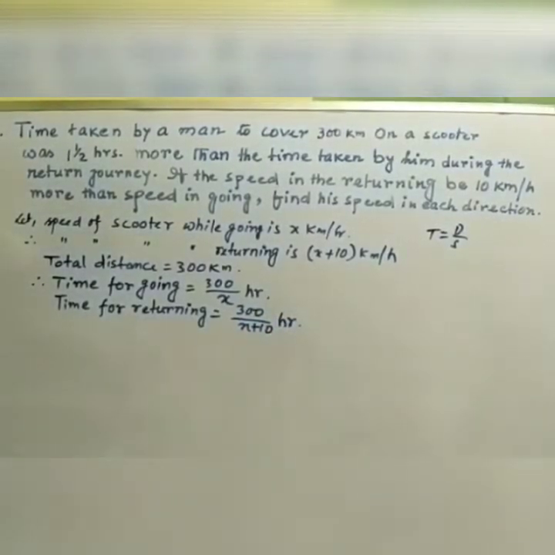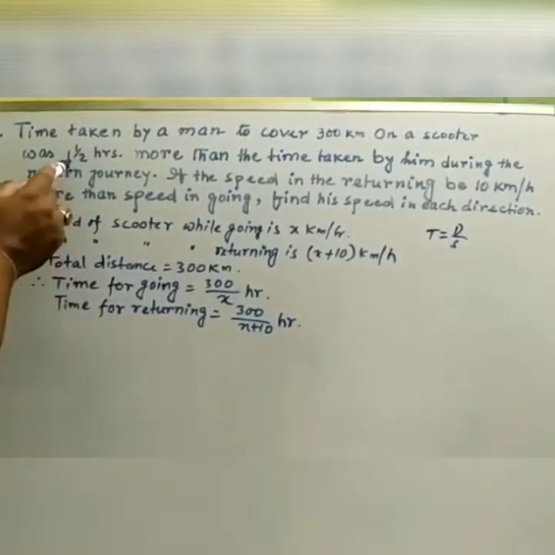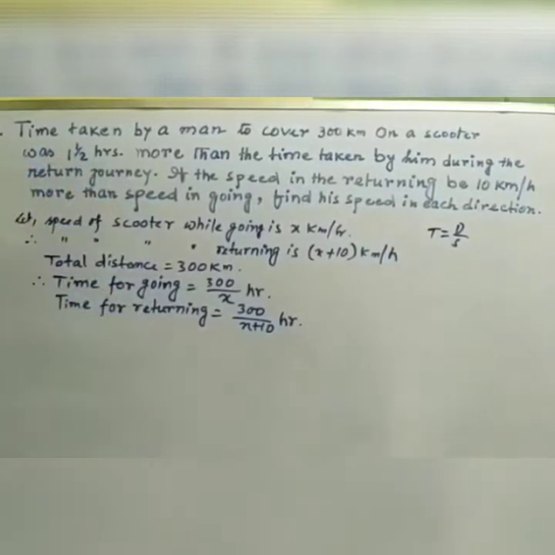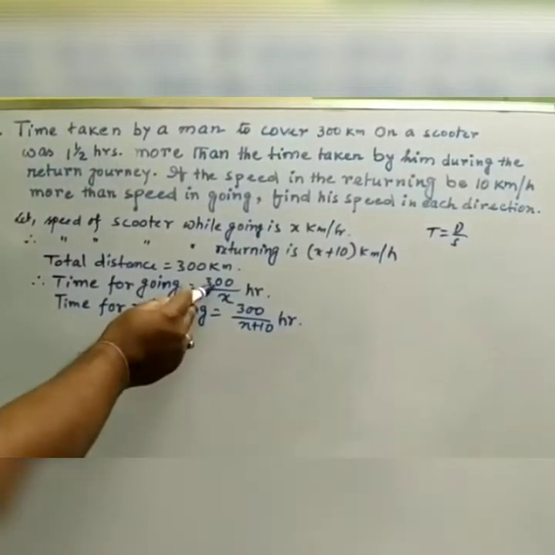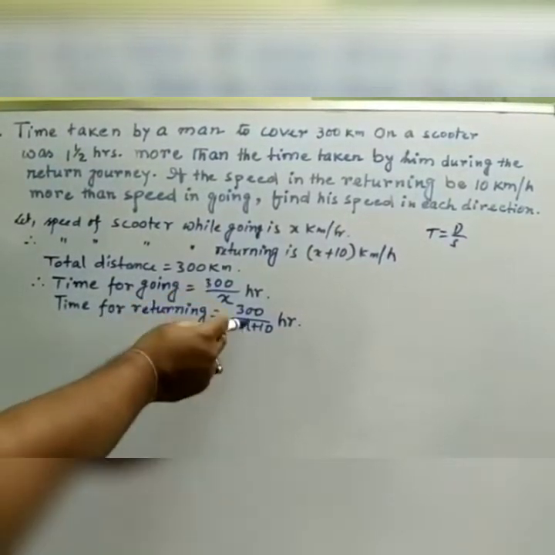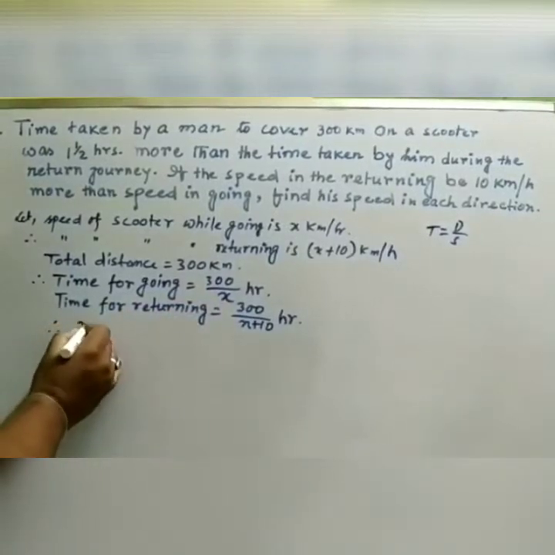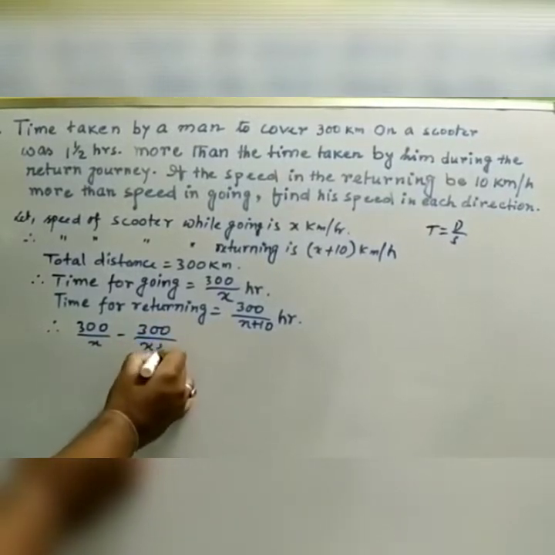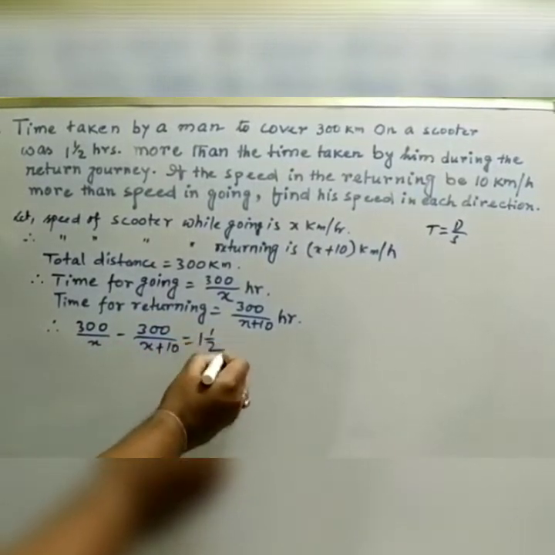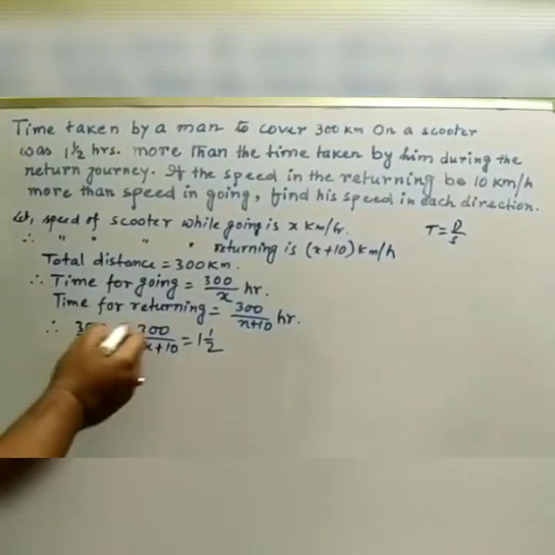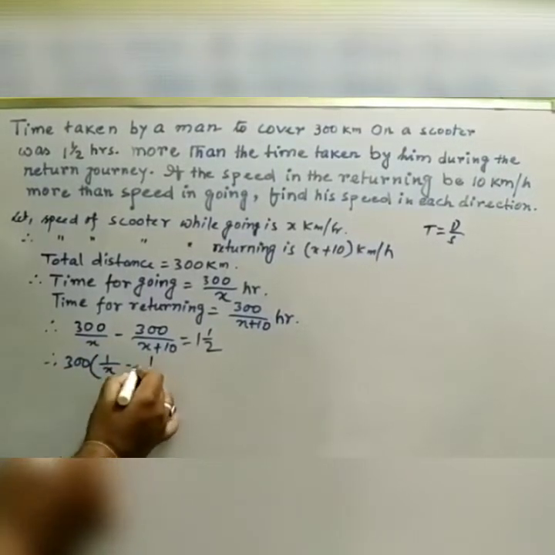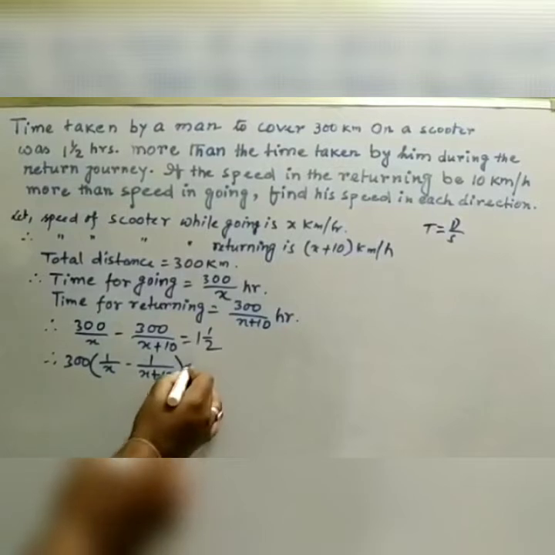Okay, so we have both the times, but the condition given is that the going journey is 1.5 hour more than the returning journey. The time taken for going is 1.5 hour more than the returning journey. So the going time is greater than this. So the condition is 300 by x minus 300 by x plus 10 equals 1.5. So you can see 300 is common from both, that is 300 times 1 by x minus 1 by x plus 10 equals 3 by 2.